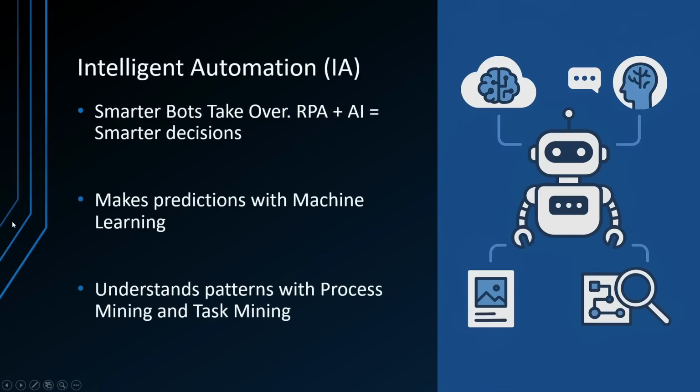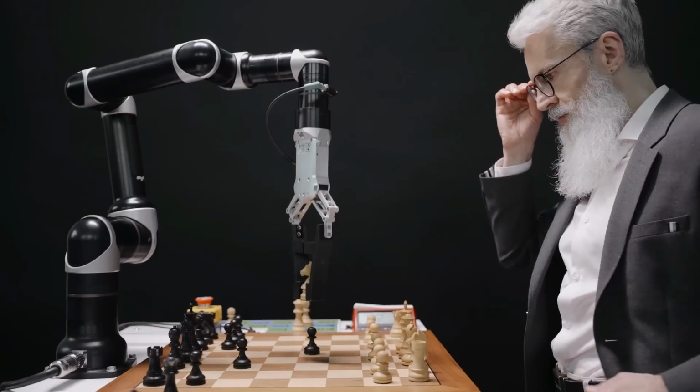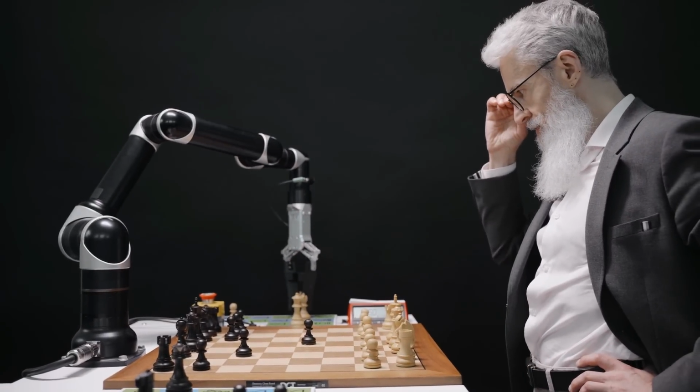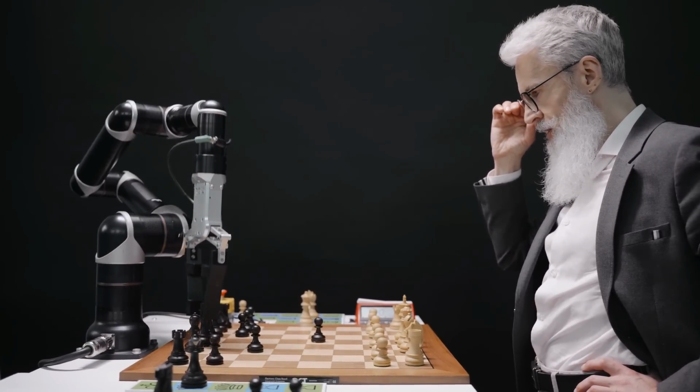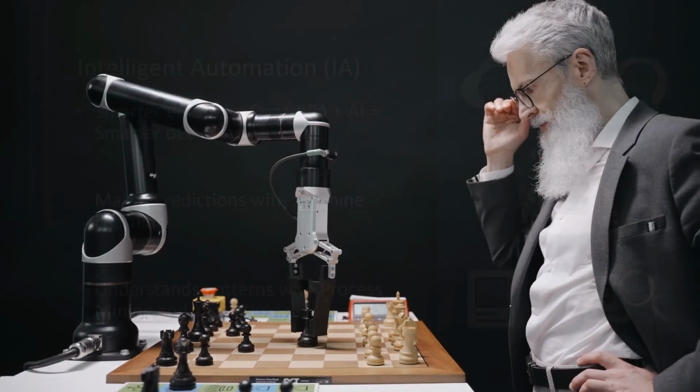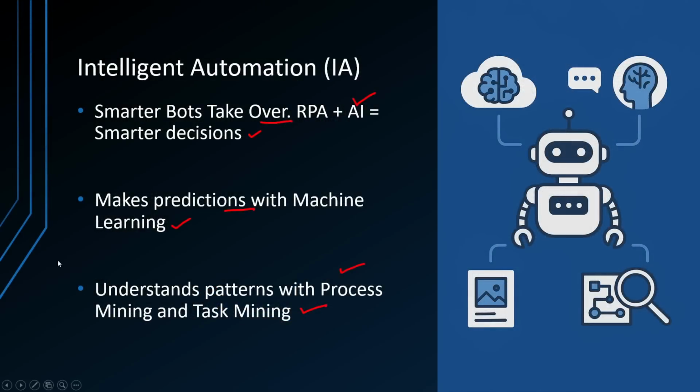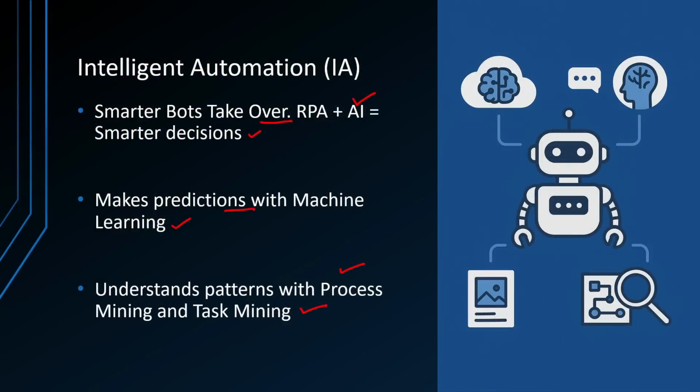Now let's talk about IA, or intelligent automation. This is where smarter bots are actually going to take over. So you include artificial intelligence with RPA and you will get smarter decisions. IA is going to make predictions as well, making use of machine learning. IA understands patterns with process mining and task mining. So as I mentioned in the beginning, we will talk about three things in this section of IA. We are talking about machine learning, we are talking about process mining, and we are talking about task mining.